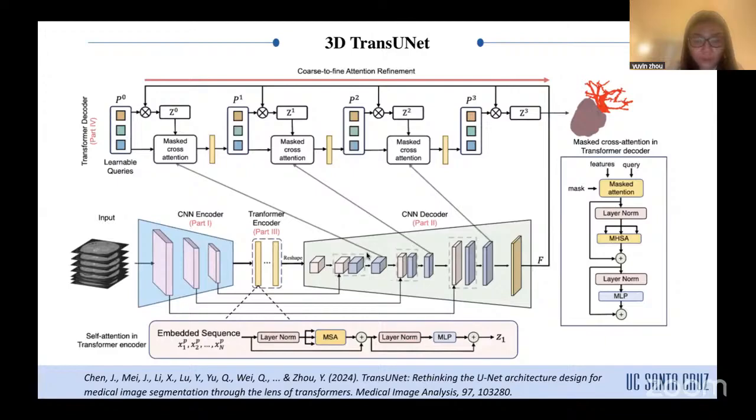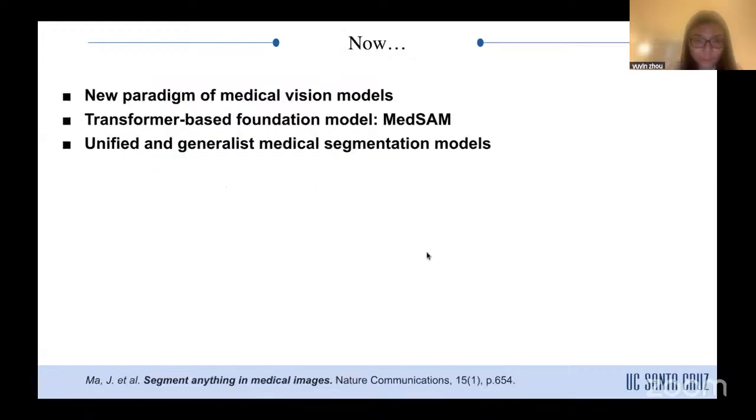We have thrown in the features from different resolutions in a decoding path, and we use that as part of the mask coarse attention to enable learning the association between the learnable queries as well as the pixel-wise feature maps. And later on, this was finally decoded into the classification map. Okay, so this was published in 2024, last year, in Medical Image Analysis.